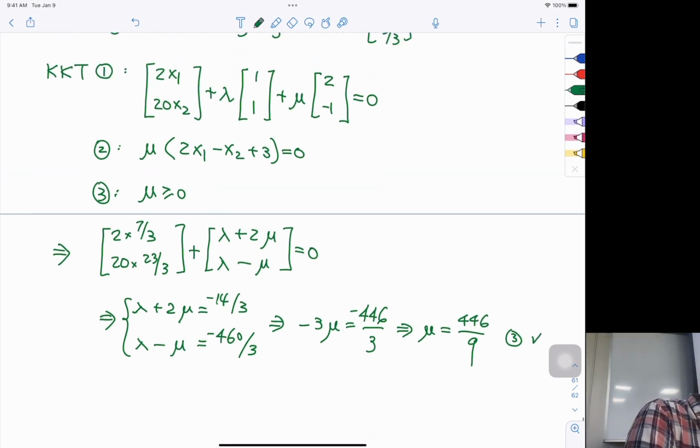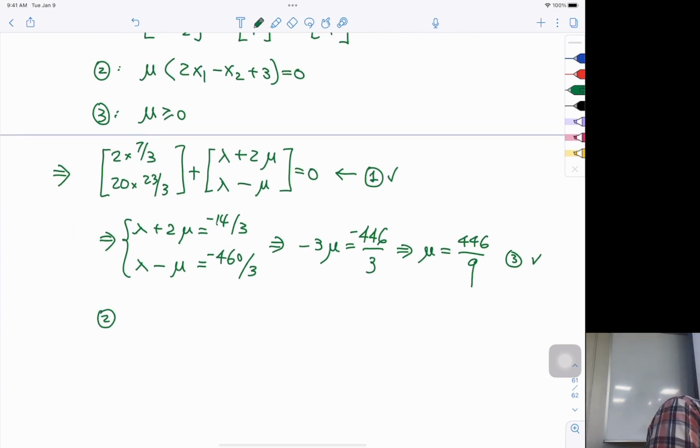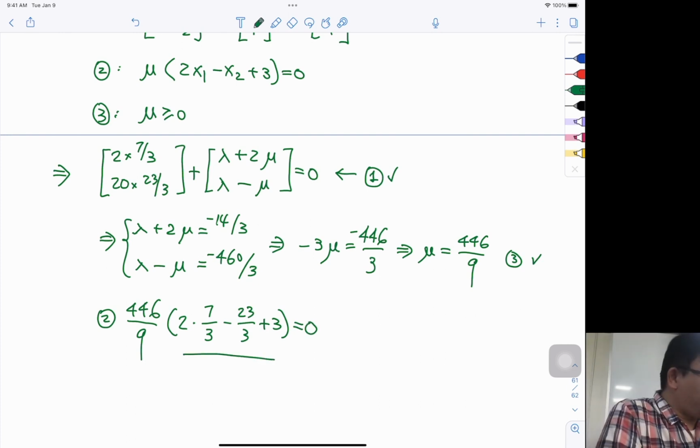And then when we plug in this equation, that means we assume it should be valid. So the first one is valid. Now we just need to check the second one. So for the second one, I have 664 over 9 times 2 times 7 over 3 minus 23 over 3 plus 3. It has to be 0 because we stay on that particular equation. Right? So it's valid. That's your second KKT. So if your optimal solution satisfies all three, it should be the optimal.